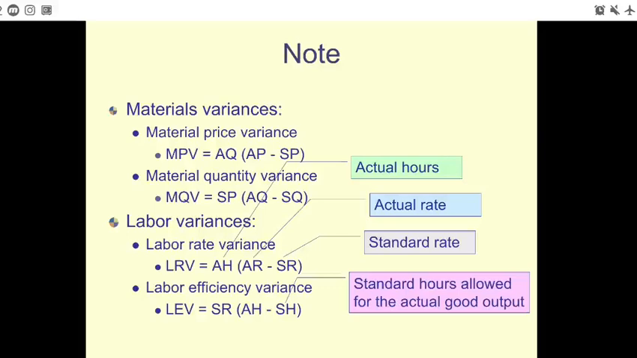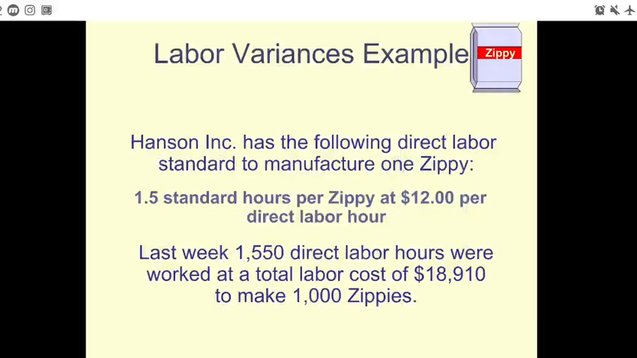And labor efficiency variance is related to the labor hour. So labor rate variance is related to the salary, and labor efficiency variance is related to labor hour. Efficiency means how efficient the workers or labor are in doing their work. The labor efficiency variance formula is standard rate times actual hour minus standard hour. There is no other way. You have to memorize the formula.